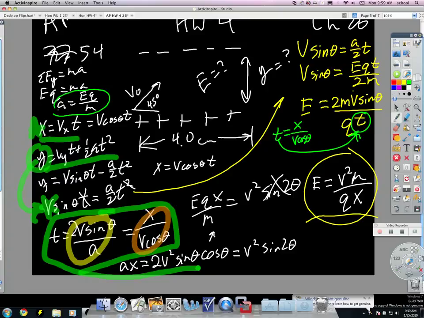Or, you know what? You could do it this way, too, if you want to be clever. Do this in orange. The velocity of y at the bottom is v sine theta. And then if you're looking for this height, y, then you can say this: v squared is equal to v0 squared plus 2ay. And then from that, you can finish.